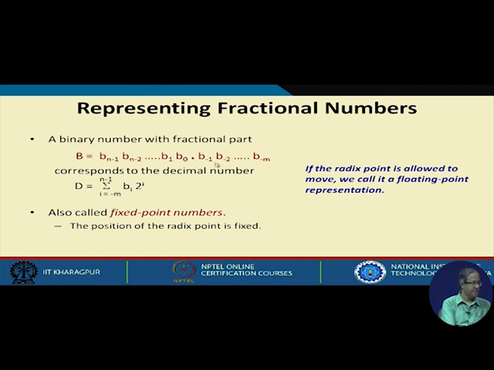But if we allow this radix point to move, not fixed in a particular position, then we refer to this number representation as a floating point number representation. So, this is the basic idea behind the so called floating point number representation.